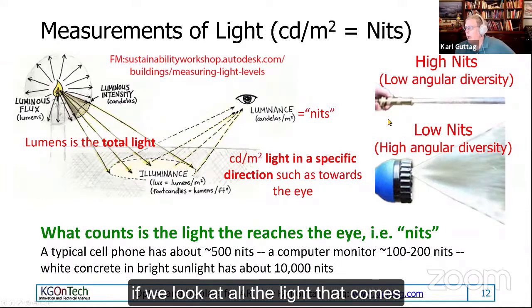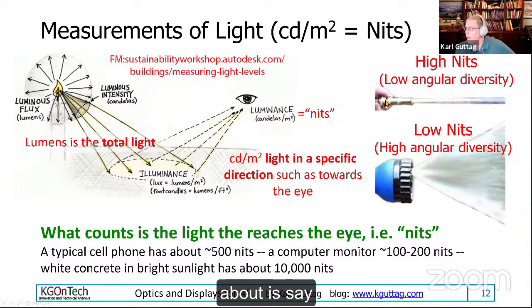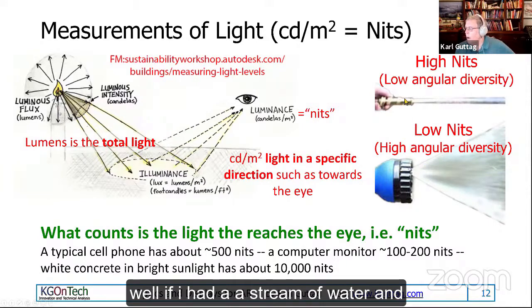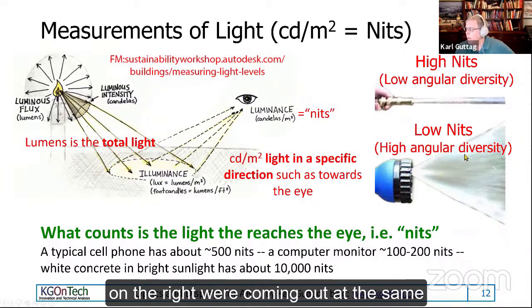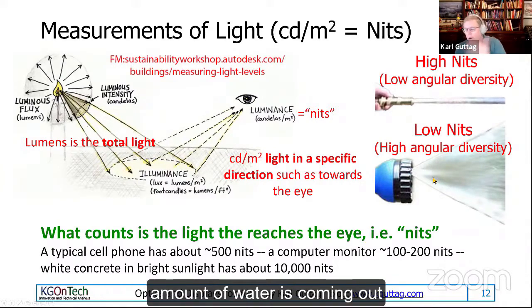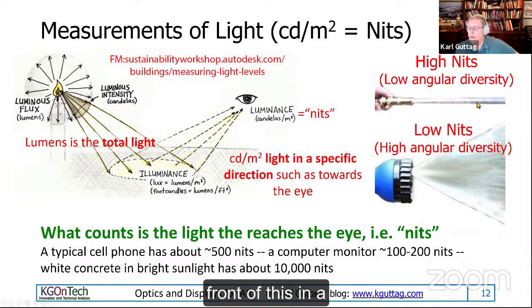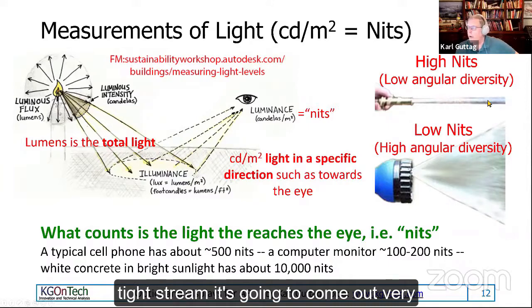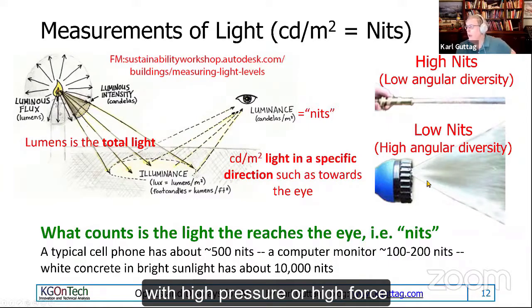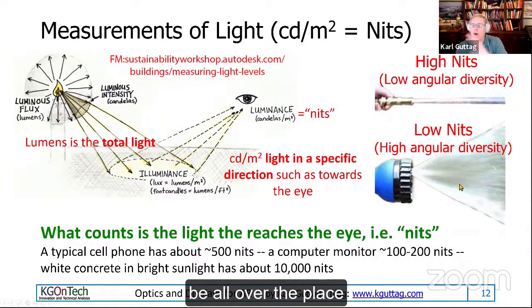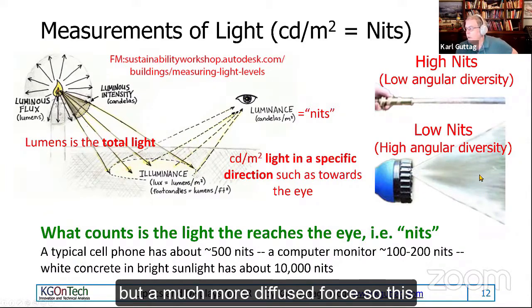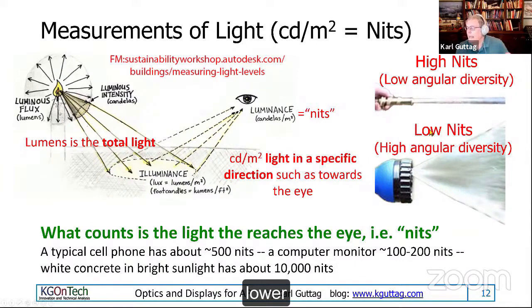So if we look at all the light that comes out, one of the easiest ways to think about it is to say, well, if I had a stream of water, and let's say these two streams on the right were coming out at the same amount of gallons per minute. So the same amount of water is coming out. But in one case, if I put my hand in front of this in a tight stream, it's going to come out with high pressure or high force. And in this other stream, it's going to be all over the place, but at a much more diffuse force. So for the same amount of light, we get lower nits if we spray it out all over the place.